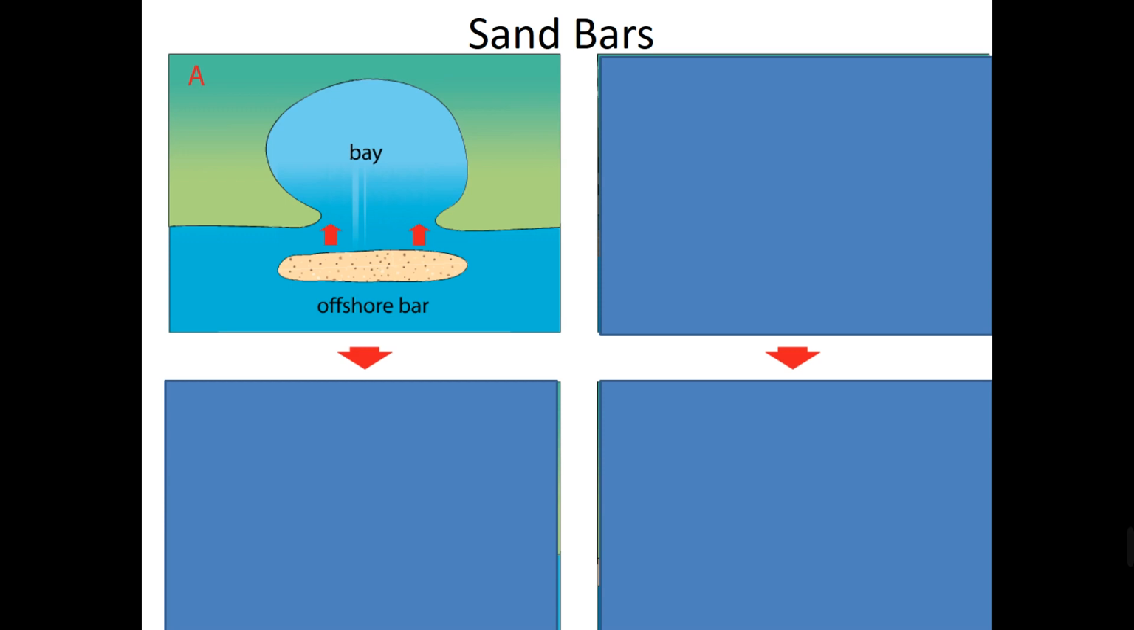I think I'll just continue on with this. So these are features associated with sandspits, and these are known as sandbars. And a sandbar is basically, it can form out at sea.